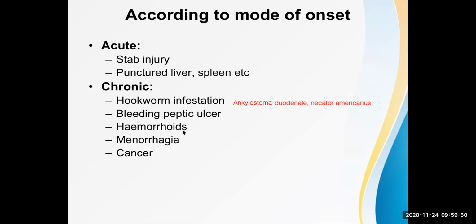Hemorrhoid, another cause of chronic blood loss. Menorrhagia. What is menorrhagia?